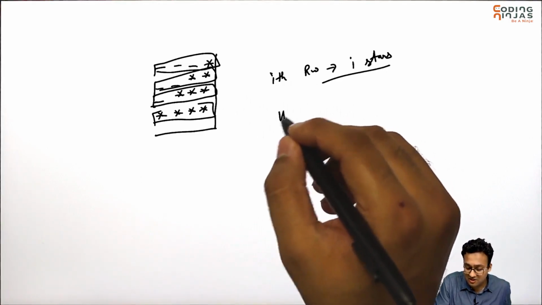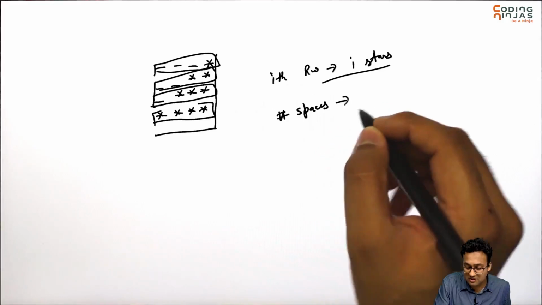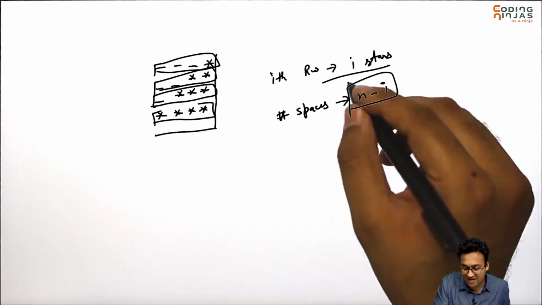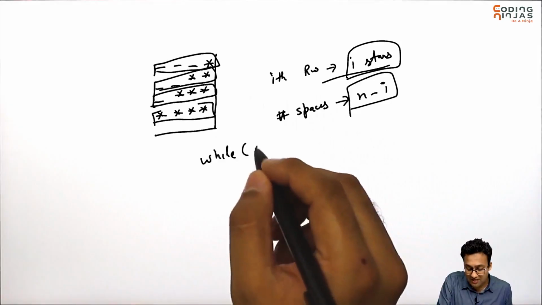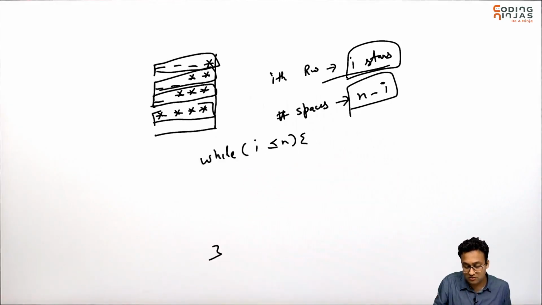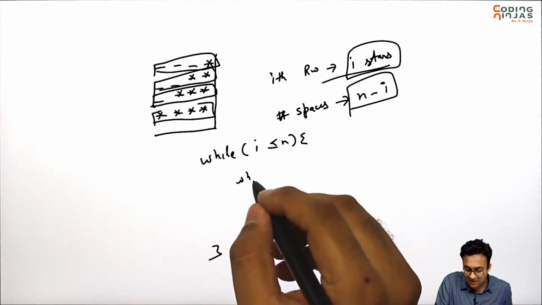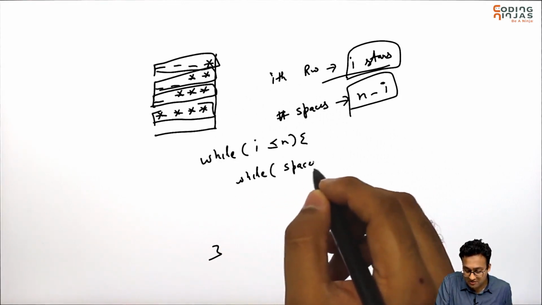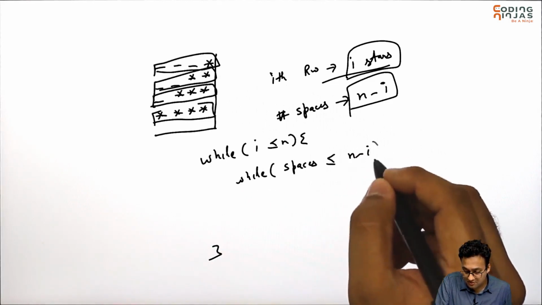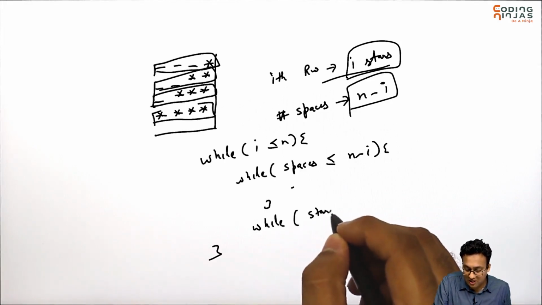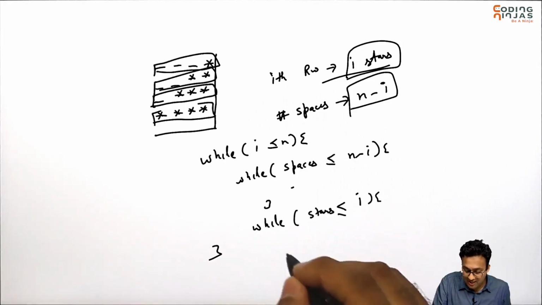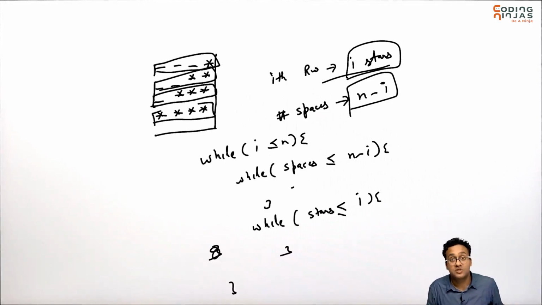So that basically means number of spaces is equal to n minus i. Right? You have i stars, total is n, so n minus i spaces. So my code will look something like this. I will have a loop for rows. Within this, I will have a loop for spaces where I will print space. Then I have another loop which will be for stars, and that will go till i, and I'll print stars here. That's the structure of the code that I will have to write here.